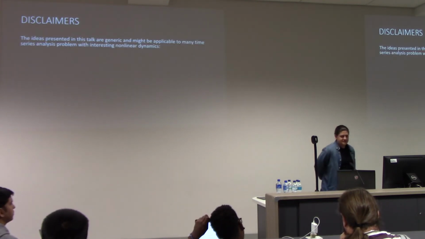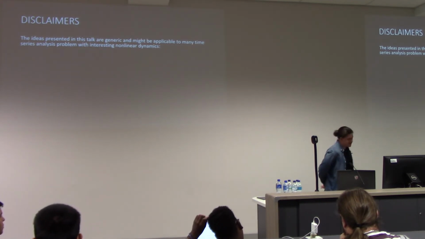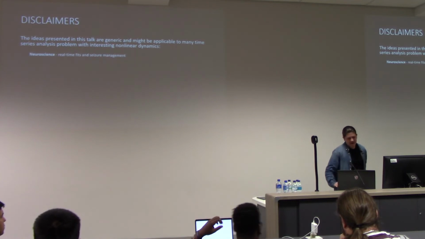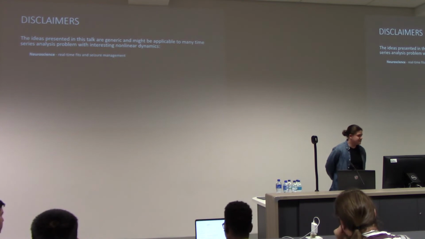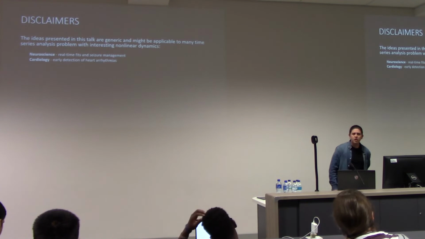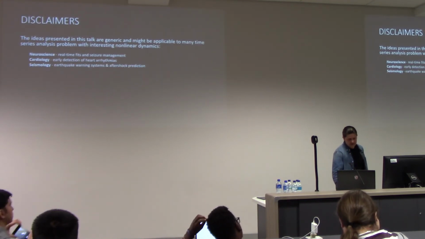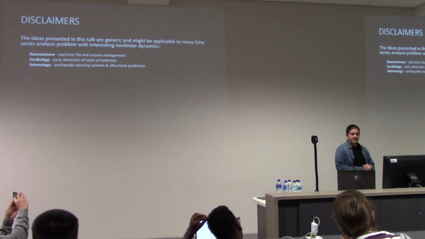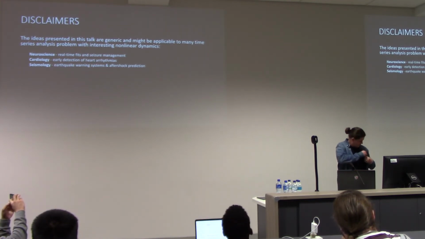One is that the ideas in this talk are pretty generic, and I'm hoping that they might be applicable to other interesting time series, like neuroscience. So if you're trying to detect real-time fits and seizures and epilepsy, that kind of stuff. Cardiology, early detection and warning systems of heart arrhythmias, so heart attacks. Seismology, earthquake warning systems, and actually Google Brain recently did some research on aftershock prediction, so I think maybe this stuff would be useful for that as well.